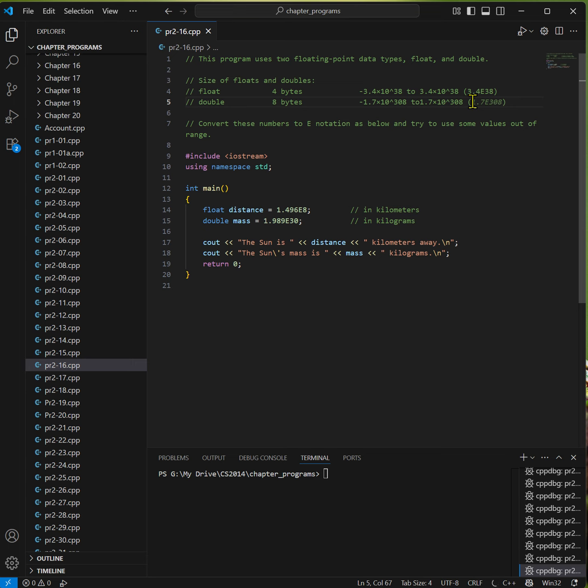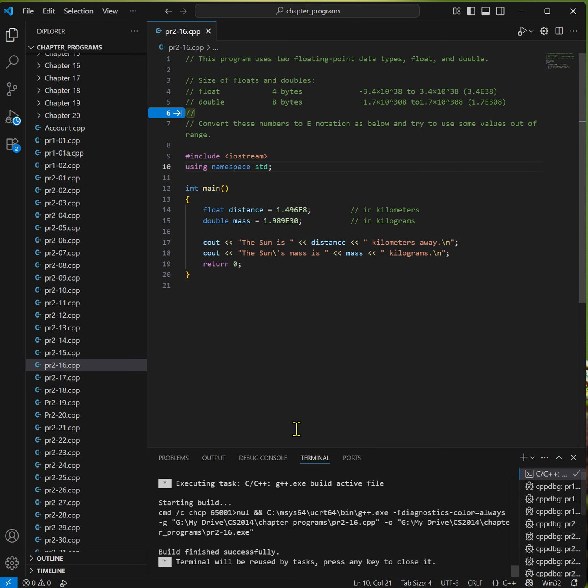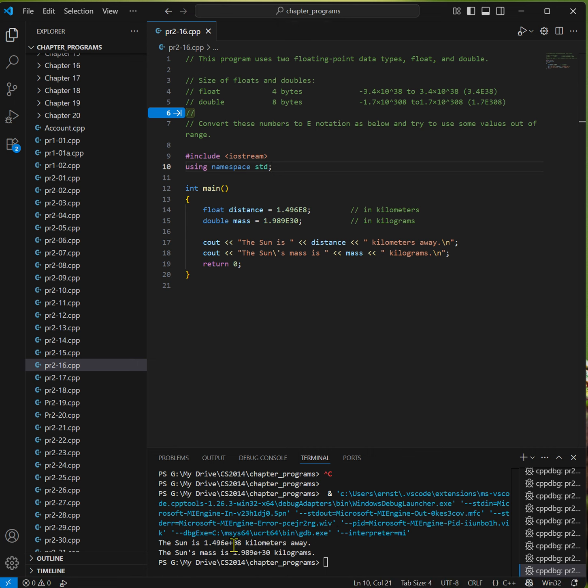Let's go back over here and accept this, because this is actually a good thing. Now let's look at this over here. This falls well within the range of this one over here. This is only E8, this is E38. So if I run this over here, you see that I have 1.496 E plus 08 kilometers, and that's exactly the same thing, and this number is the same too.